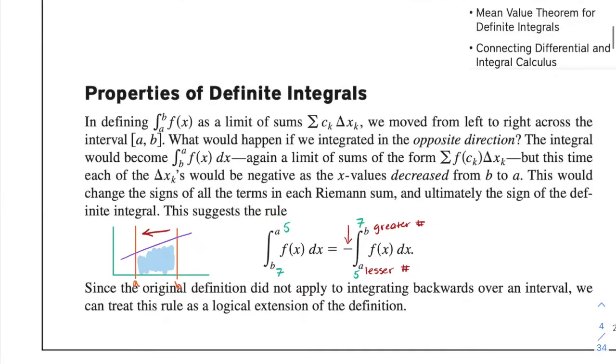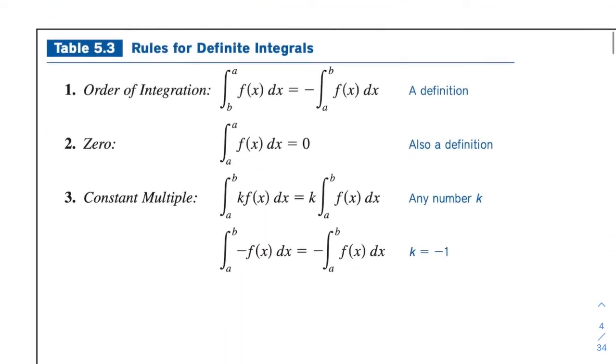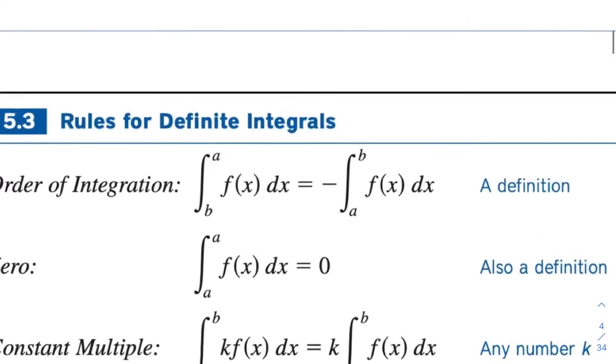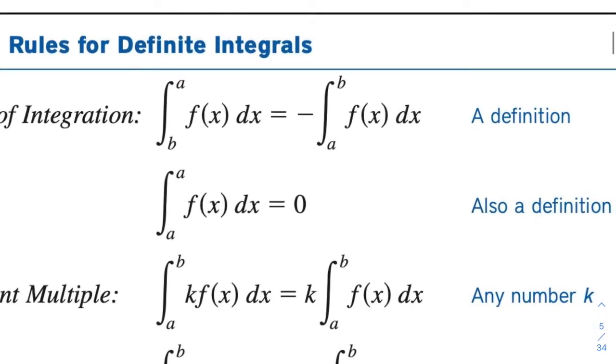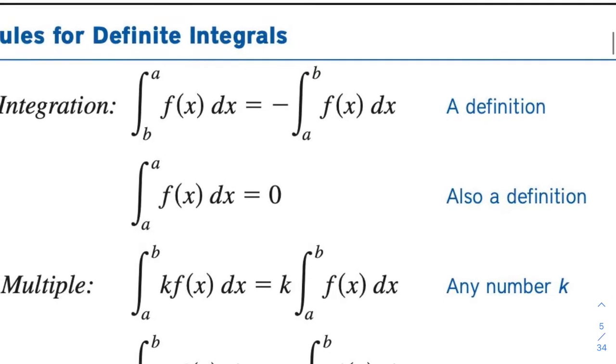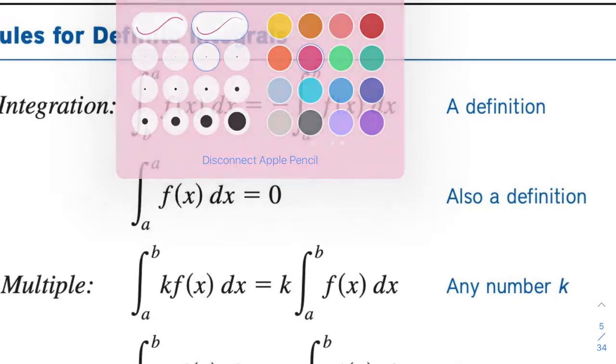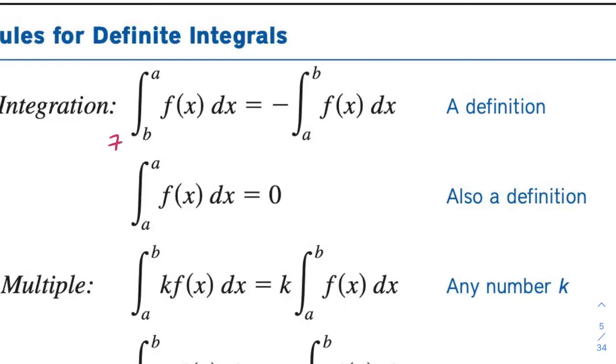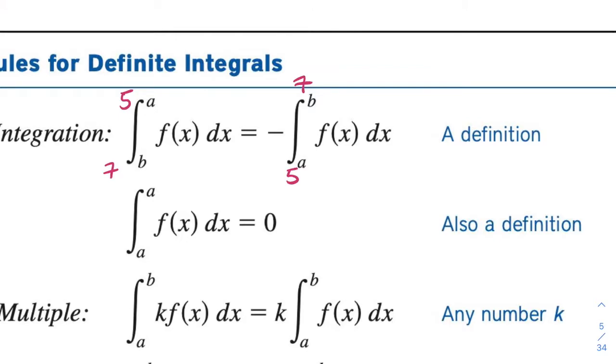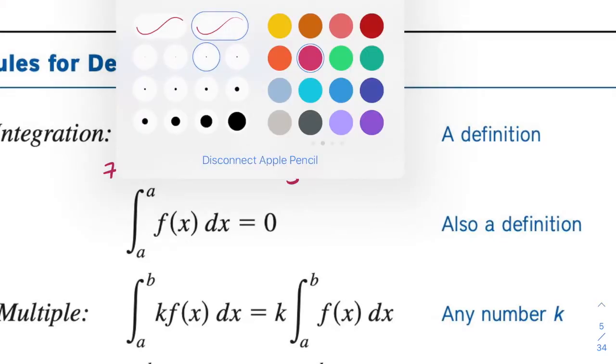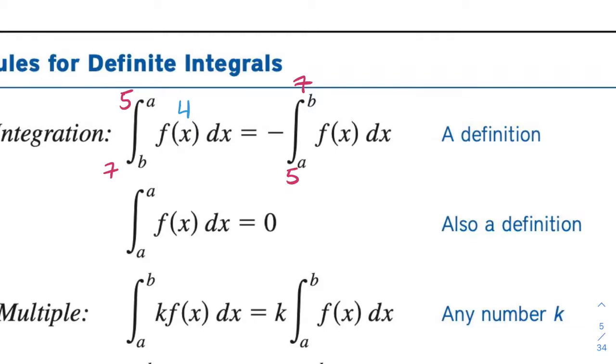Okay, so here are some rules. We have the order of integration. Again, we want to flip it and make sure it's correct. So I'm going to draw examples for these. Let's go with our 5 to 7. Now this one's in the wrong order, 7 to 5, so we're going to make it 5 to 7. Let's say it was 5 to 7 of the function 4. So it's going to be the opposite of that.